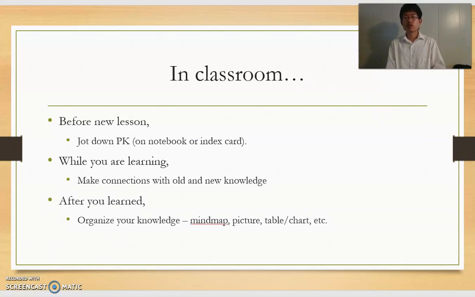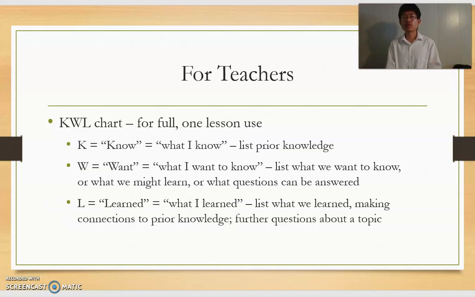And also, that's for the students, but I want to recommend something for teachers as well. I'm pretty sure you've heard this before, and I'm pretty sure the students have used it before. It's called a KWL chart, and teachers, you can use this for one full lesson. So basically, on the whiteboard, teachers will write K, W, and then L. The K column represents what I know, and so the teacher is going to list the prior knowledge that the students have shared.